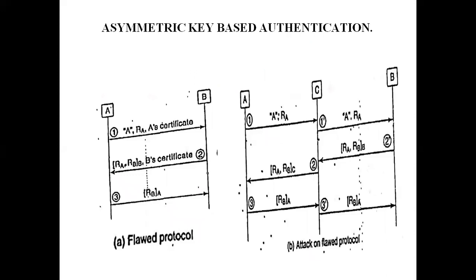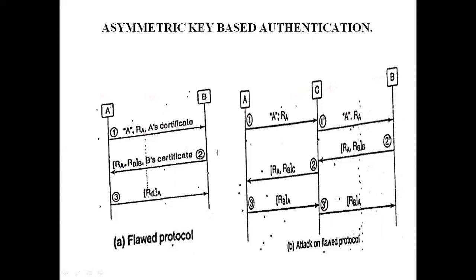In asymmetric key based authentication, A sends its identity with nonce RA and A's certificate to B. In message 2, the string obtained by concatenating the nonces RA and RB is signed by B. Both the nonce and the signature are sent. RA is the challenge provided by A, RB is the challenge provided by B, and it is signed by A in response with message 3.